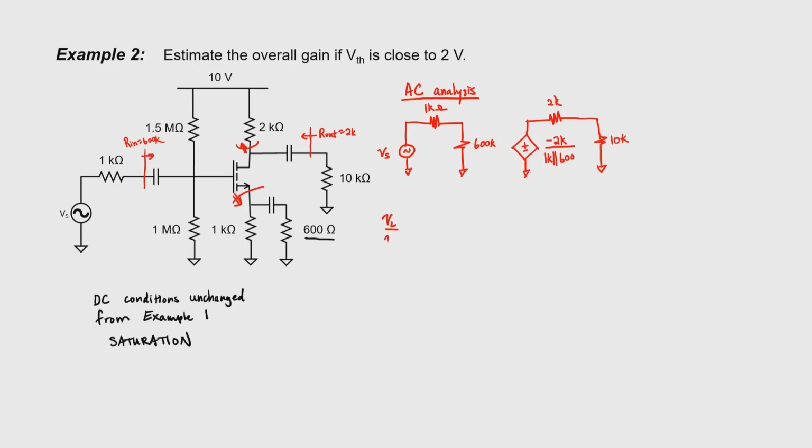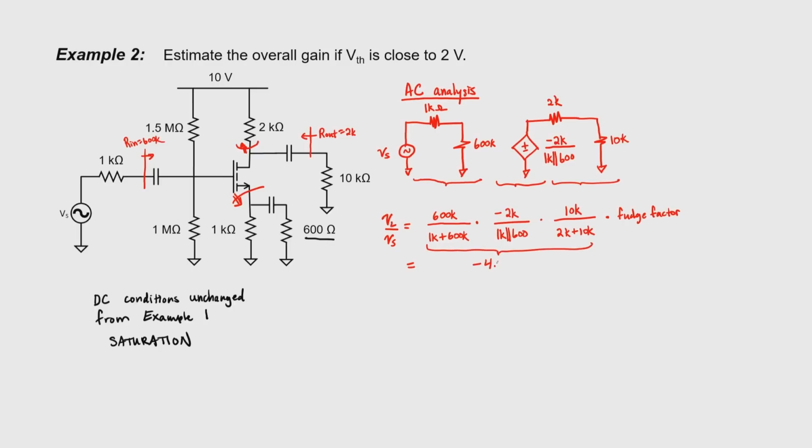Our overall circuit gain has three different components. We have an input voltage divider, a gain segment, and an output voltage divider. Sometimes with MOSFET circuits, I also include a fourth term here, and I call it a fudge factor, and usually my fudge factor is about 0.9. We'll see how it works out with and without the fudge factor. The first three terms together give minus 4.44. If I include a fudge factor of 0.9, then my overall gain becomes about minus 4.